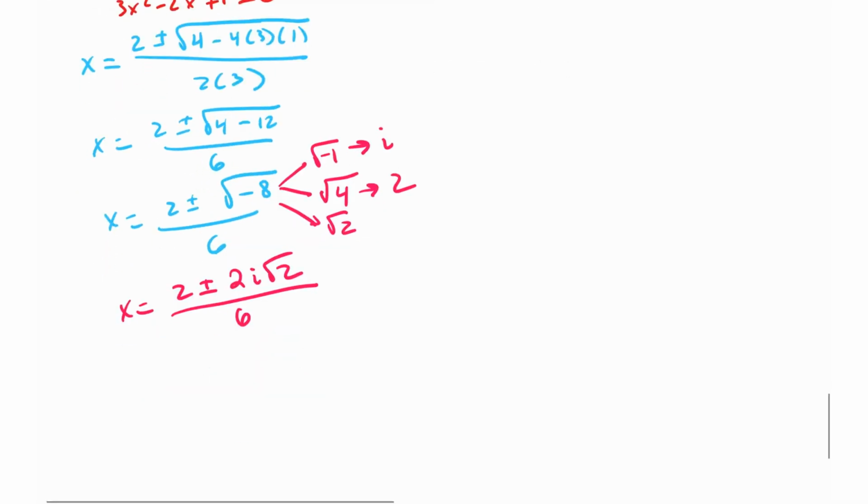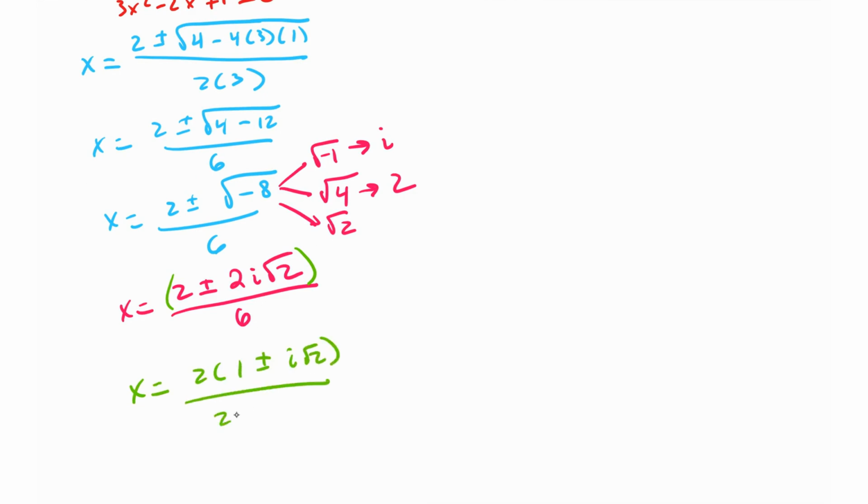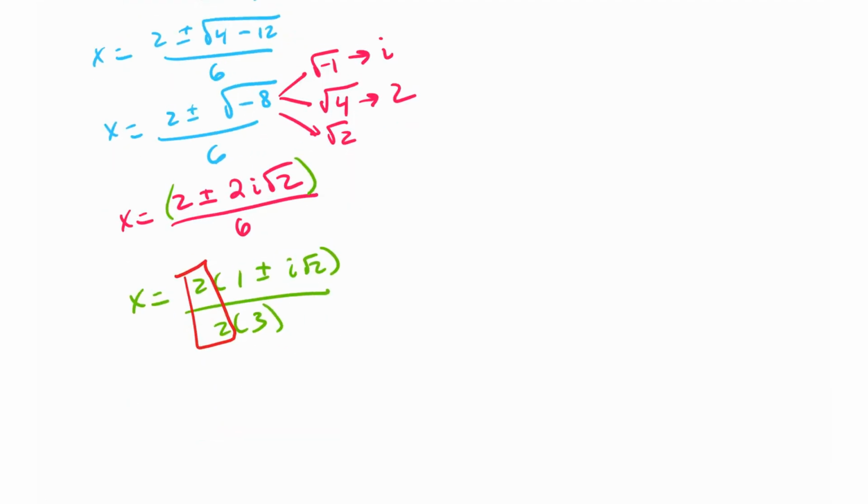And now I can use this handy dandy trick of greatest common factor on the top here to get x equals 2 times 1 plus or minus i root 2, over 6, which is just 2 times 3. And then this 2 over 2 simplifies because it's just 2 divided by 2. And so my simplest answer here ends up being 1 plus or minus i root 2 over 3.